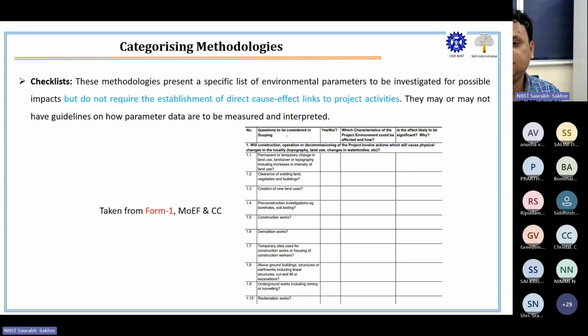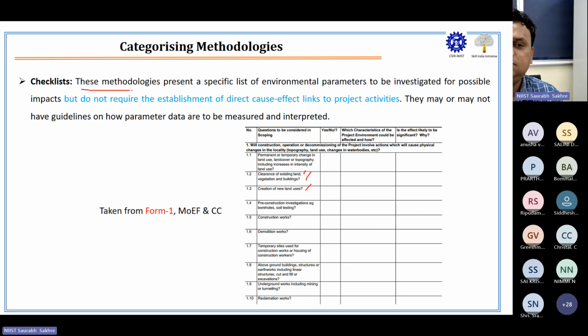Questions to be considered in scoping: permanent or temporary change in land use, land cover or topography, clearance of existing land, vegetation and buildings, creation of new land uses, pre-construction investigation, boreholes, etc. So first I'll read it and then you understand.